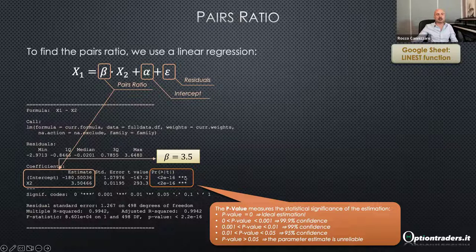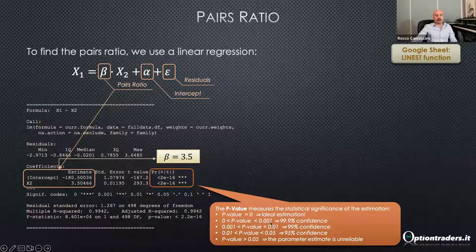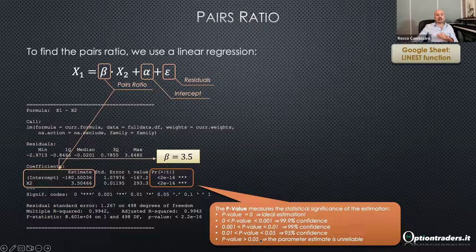Depending on the value of these probabilities, you have a certain level of confidence in your estimation. If the p-value is zero, you have a very good estimate. If it's less than 0.001, you have 99.9% confidence that this is a good estimation. If the p-value gets bigger than 0.05, the parameters might be unreliable, so you might as well have found these numbers by pure luck, and we don't know for sure. That's why we always have to check whether these numbers are statistically significant or not. And how are these values calculated? That's where you see this t-value.